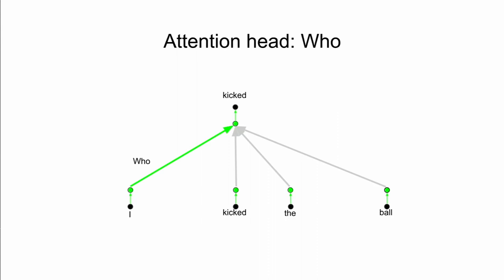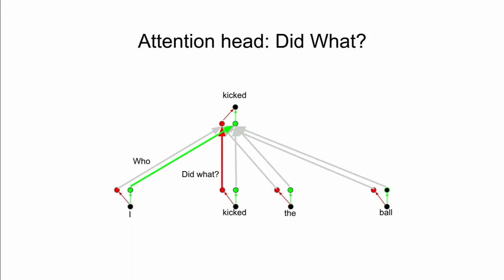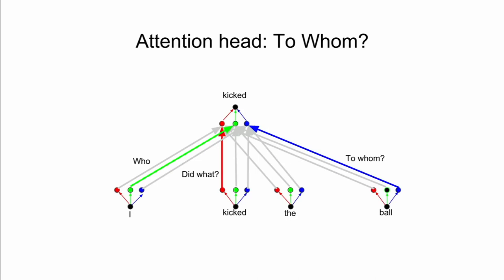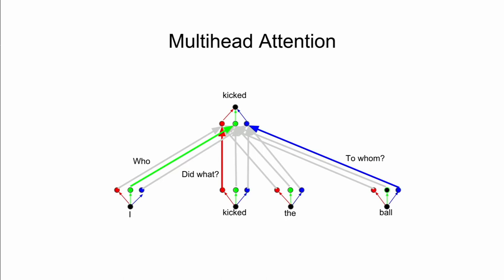Well, what if we had one attention layer for who? You can think of an attention layer as almost a feature detector, because it carries with it a linear transformation, so it's projecting into a space that starts caring maybe about syntax, or about who or what. Then we can have another attention head for did what, and another attention head for to whom. All of this can be done in parallel, and that's exactly what we do. For efficiency, instead of having these dimensions operate in a large space, we reduce the dimensionality of all these heads and operate these attention layers in parallel, sort of bridging the gap.